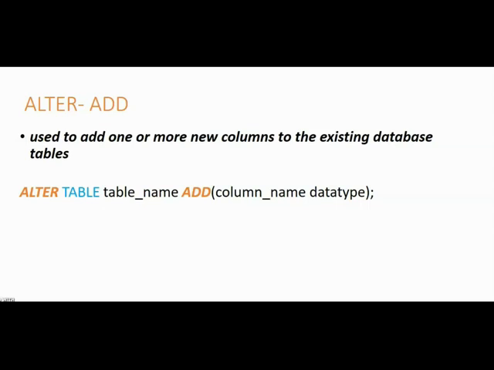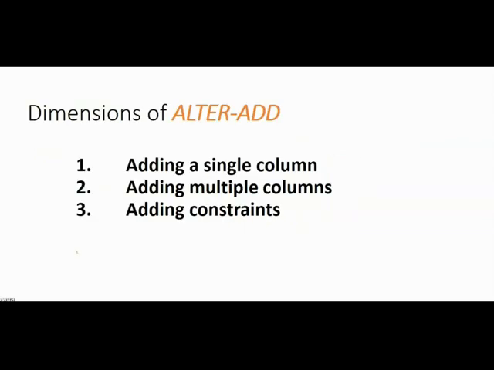So how can you add the column? Alter table, alter is a keyword, then your table name, and the add keyword, and inside it, what column name that you want, what is the column name of the new column that you want to add, and what is the data type of that new column. Practically we will see this. So what are the possible dimensions of this alter add? You can add a single column, you can add multiple columns, and also you can add constraints as well.